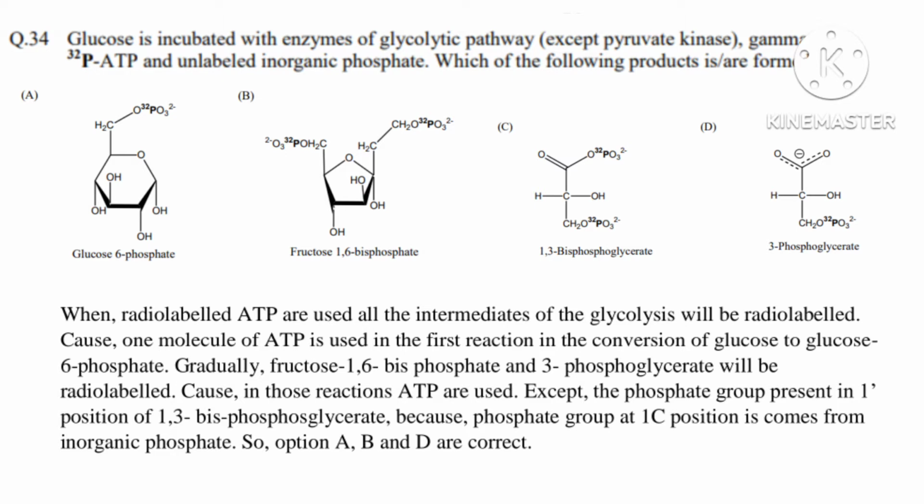In the same way, another ATP is used in this reaction and the product is fructose 1,6-bisphosphate. In this reaction, inorganic phosphate is used, which is unlabeled in this case. In 1,3-bisphosphoglycerate, the 1-phosphate will be unlabeled because it comes from unlabeled inorganic phosphate. So option C is incorrect. Now the last option, it is also correct because it comes from ATP which is radiolabeled. So options A, B and D are correct.